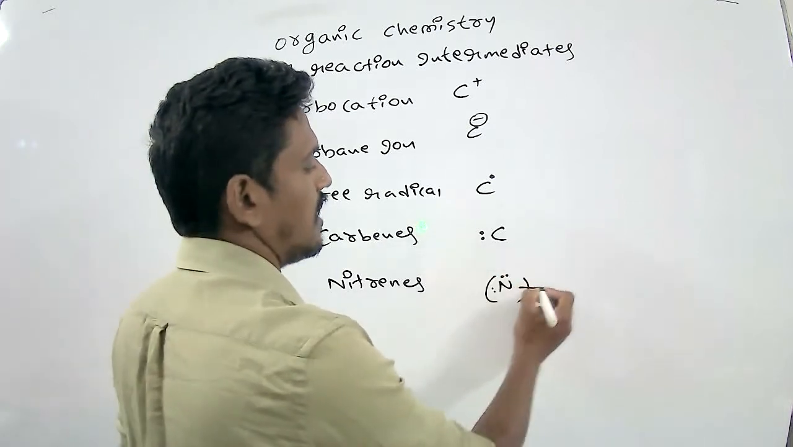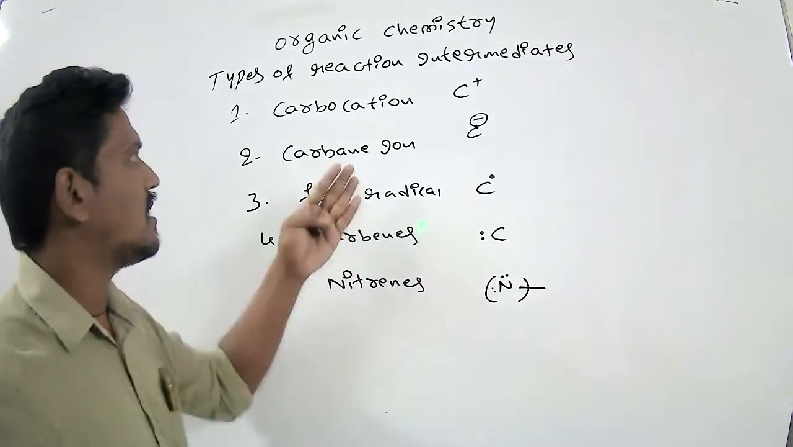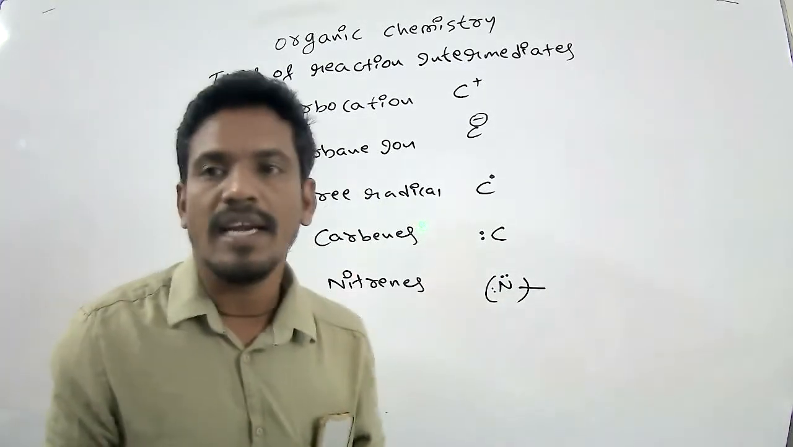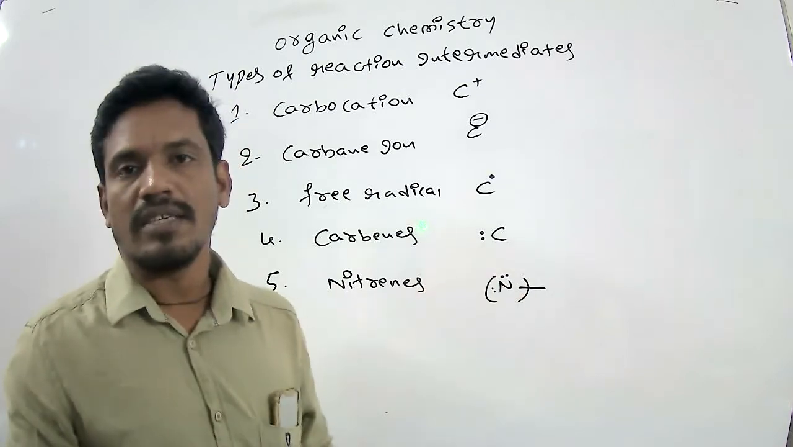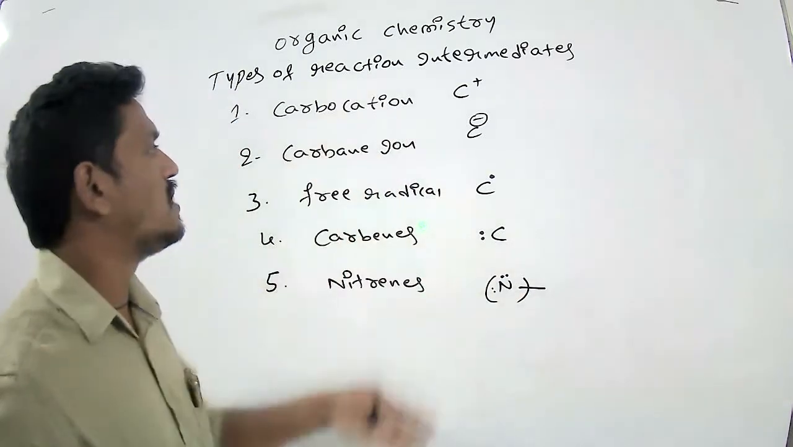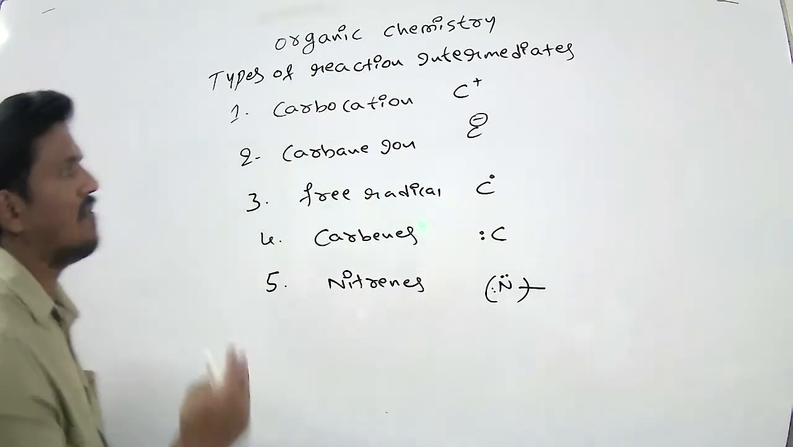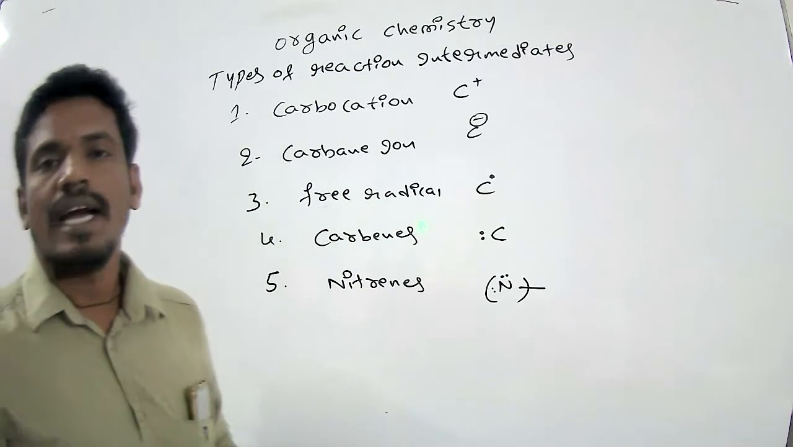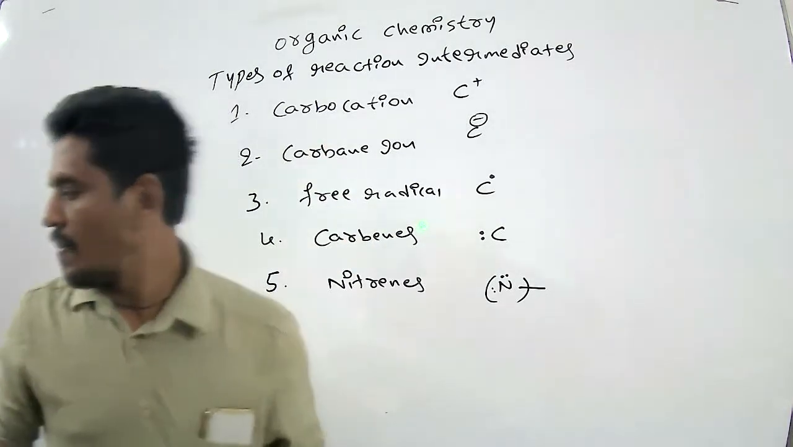So nitrenes can be written like this. So now these are the types of reaction intermediate. Any one of the reaction intermediates will form in a suitable organic reaction. So every organic reaction proceeds through one of the reaction intermediates. Now we are going to discuss these reaction intermediates one by one. The first one we are going to start with is carbocations.